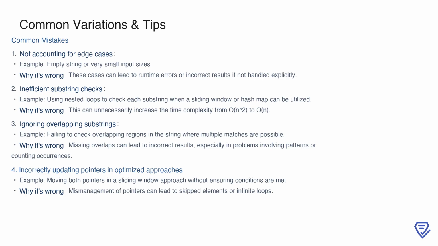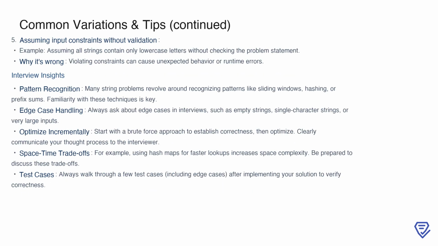Overlapping substrings are another tricky area. If you fail to account for regions in the string where multiple matches are possible, important results could be missed. Lastly, in optimized approaches like sliding windows, mismanaging pointers can lead to skipped elements or even infinite loops if you move them incorrectly without ensuring all conditions are satisfied. Another common pitfall is assuming input constraints without properly validating them. For instance, if you assume that all strings only contain lowercase letters without verifying this in the problem statement, your solution might behave unpredictably or crash when faced with unexpected inputs.